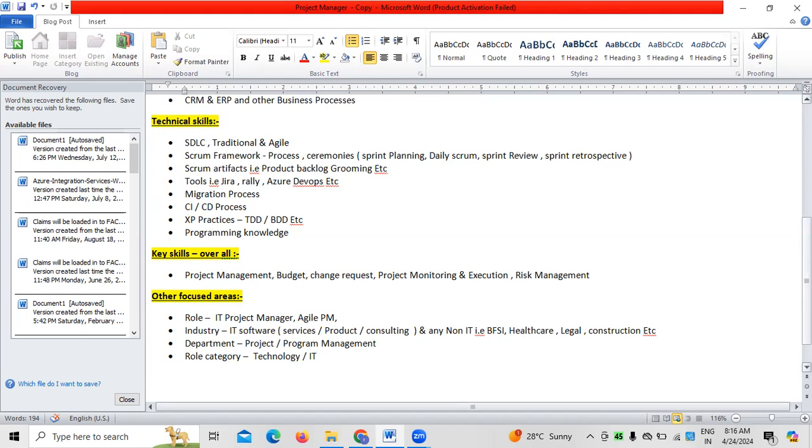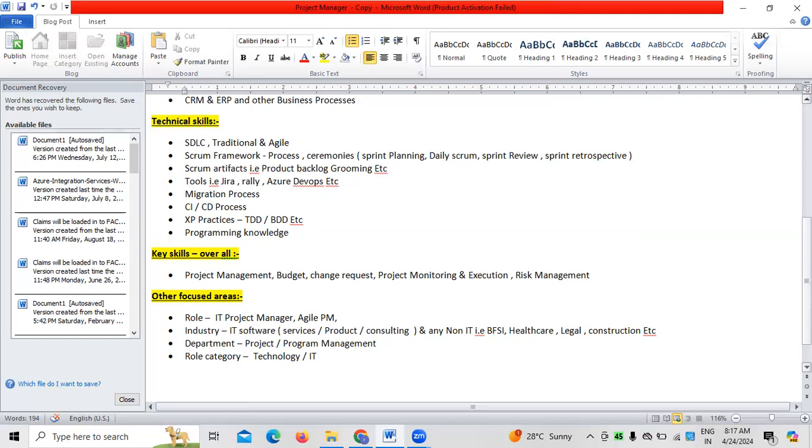Next, other focus areas, because that is where most of the job opportunities lie. Our role will mainly be, as you can see in the job profiles, IT project manager, agile project manager, technical project manager, right? So different roles. Some companies want a project manager and Scrum master both, right? So combinations. These are all role specific. Like industry, the IT industry requires, because it can be the service industry, or it can be the consulting industry. If it's product based, they require product managers, not project managers.